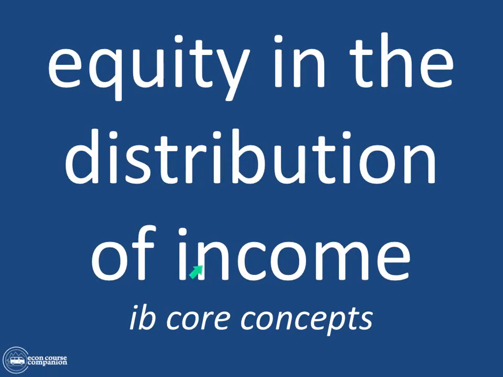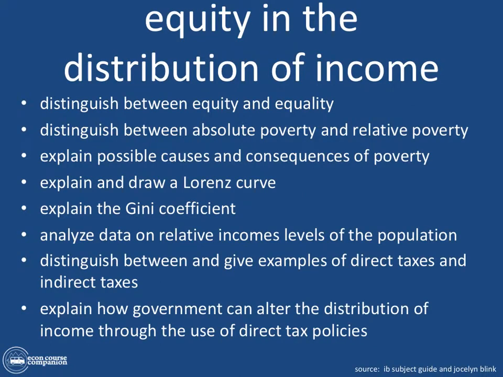All right, so let's take a look at what the IB says you must be able to do after studying this unit. First of all, you must be able to distinguish between equity and equality. You must be able to distinguish between absolute poverty and relative poverty. You must be able to explain the possible causes and consequences of poverty. You must be able to explain and draw a Lorenz curve and explain and draw a Gini coefficient.